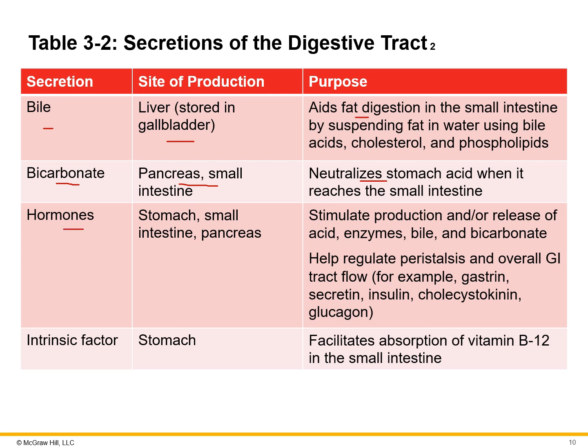Then hormones get released. So again, mainly think about our endocrine system, but the hormones get released from the stomach, but also the small intestine and the pancreas. And that's going to help produce or release some of those acids, some of the enzymes, bile or bicarbonate. It also regulates the movement or the flow through the GI tract. And then an intrinsic factor released in the stomach helps the absorption of vitamin B12 that's particularly important for our cells.